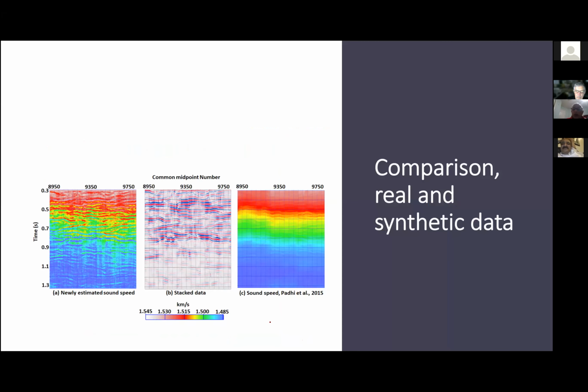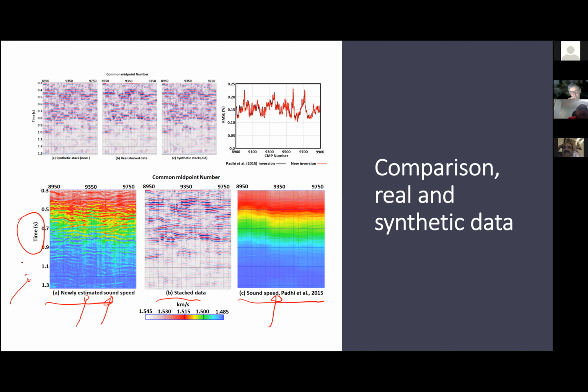Now, let's do some more comparison. This is again the new inversion, back in the time domain, with the stack data and sound speed. We took the sound speed model from both the Padi et al. inversion and this new inversion. I used a constant density, generated pre-stack full waveform synthetic seismic data using each of them, and stacked them to generate synthetic stacks.